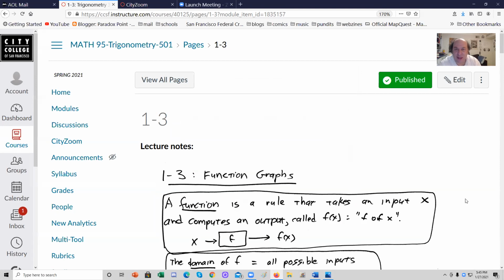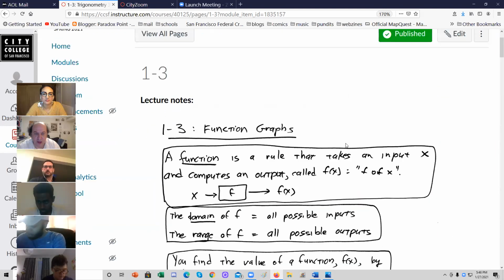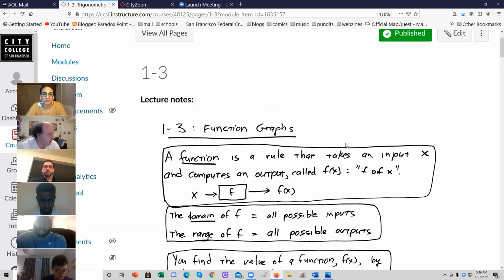All right, let's begin. Let's move this over here so you can see things. So today we're going to be doing 1-3 function graphs and 1-4 properties of functions.